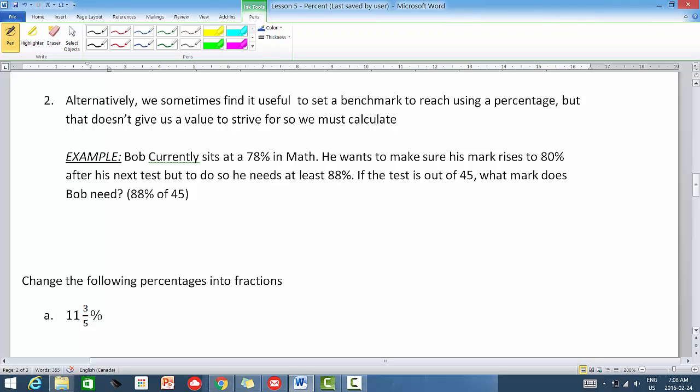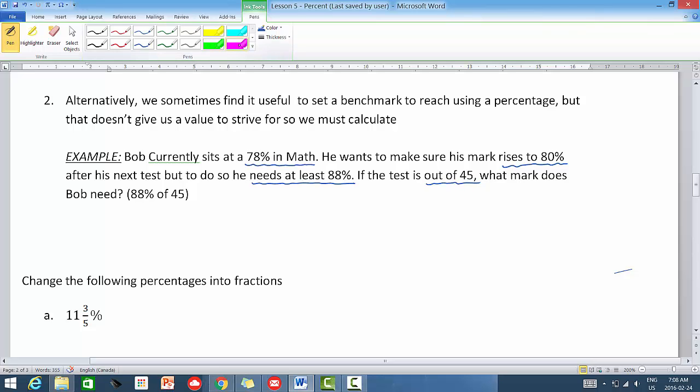Okay, so the pieces of information in here are: Bob currently sits at 80% in math. He wants to make sure his mark rises to 80% after his next test, but to do so he needs at least 88%. If the test is out of 45, what mark does Bob need? For example, 88% of 45.